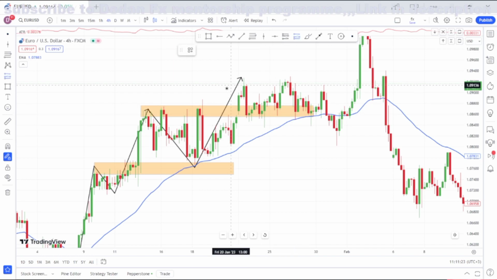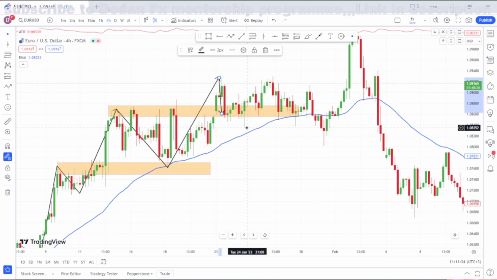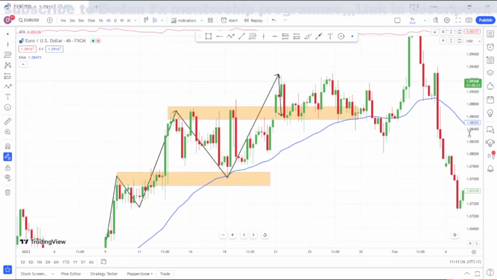So after getting that zone, we got this pullback, and you can see in the pullback inside my zone, we got these two green candles. So for me, this was a valid trade entry. These are two green candles, which are giving me the two trend continuation candles. Alright, so that could have been my entry.